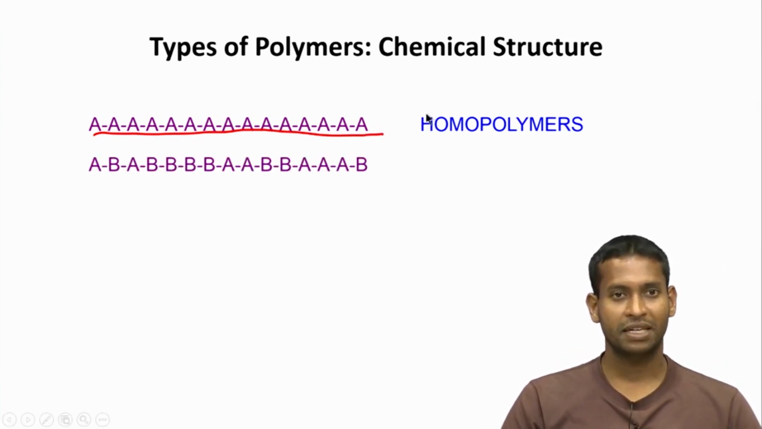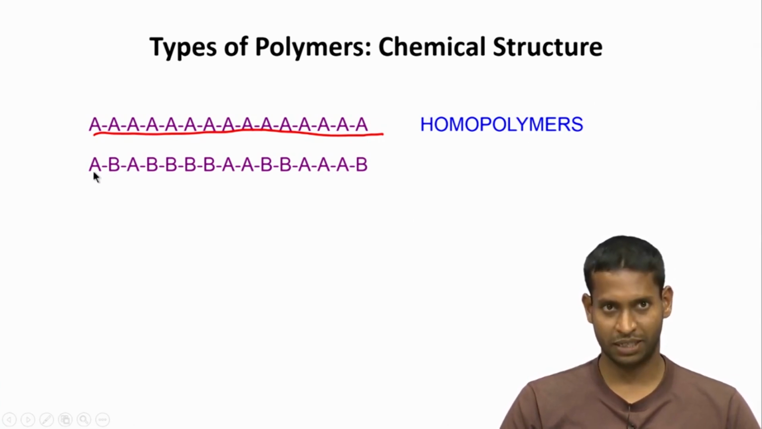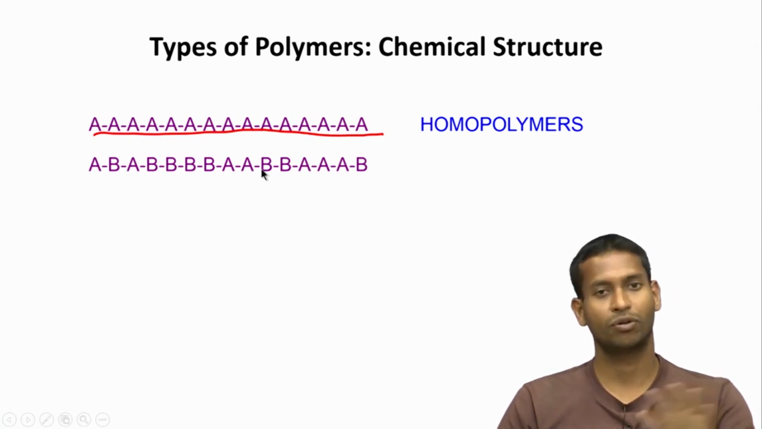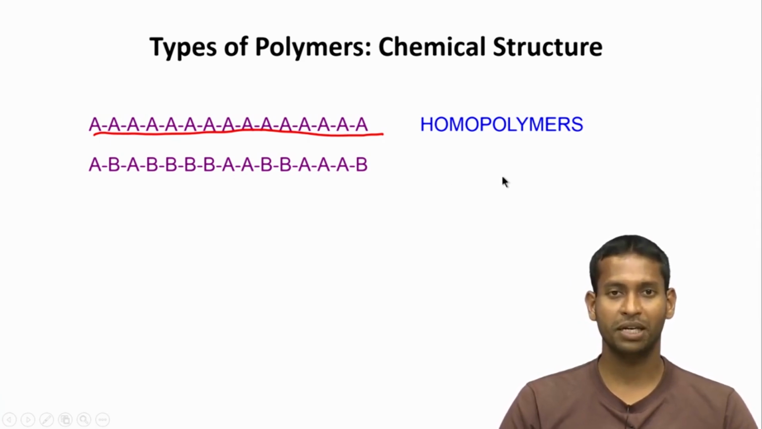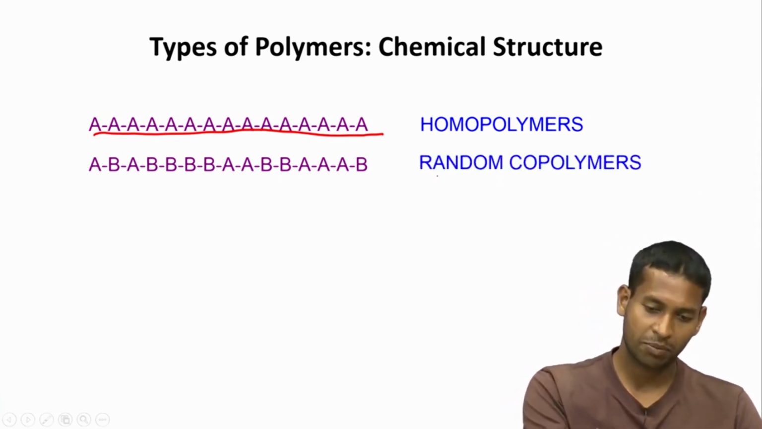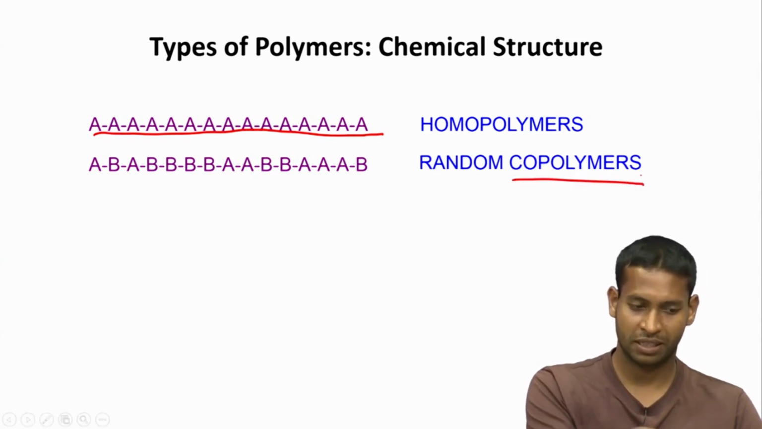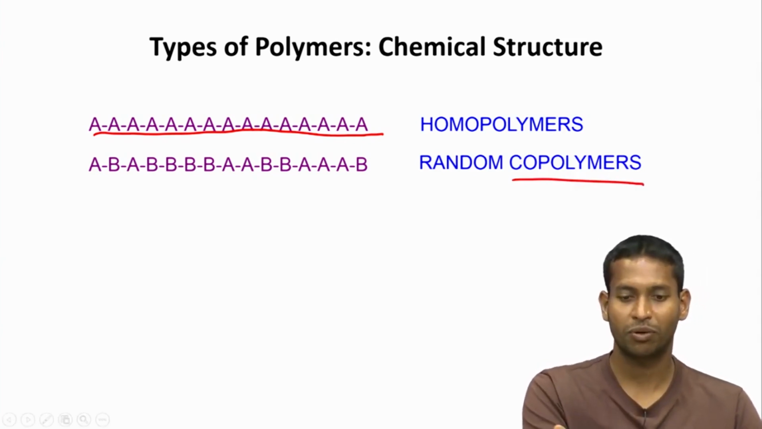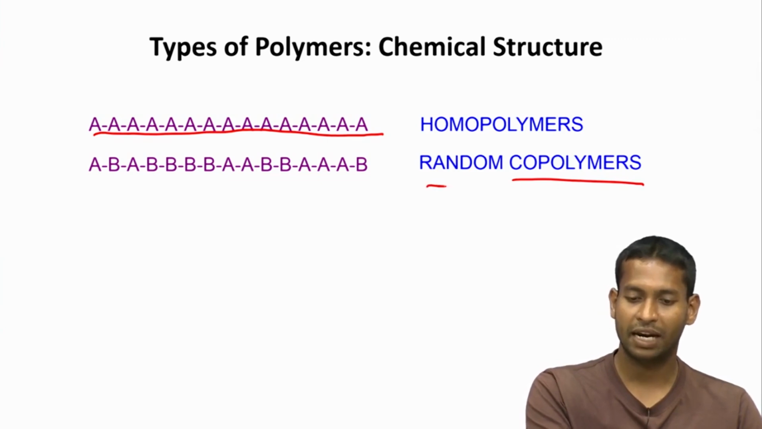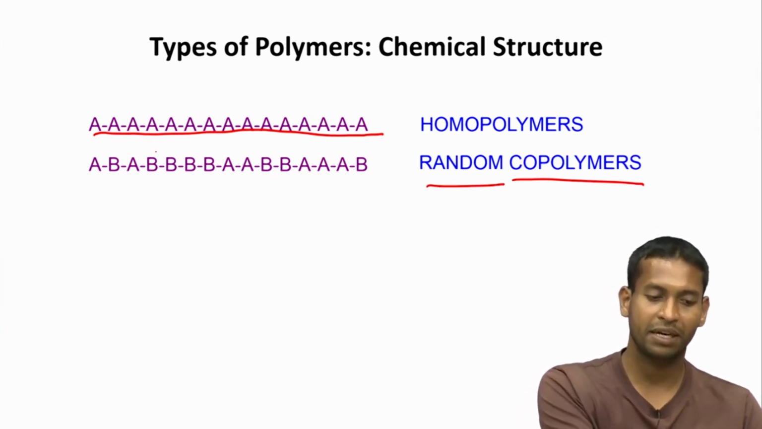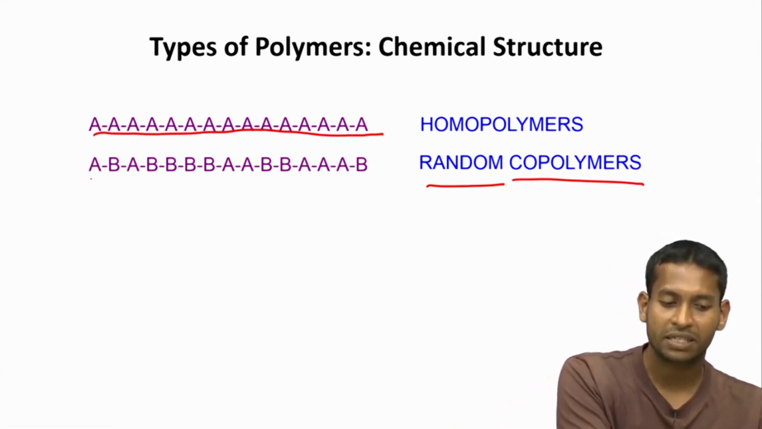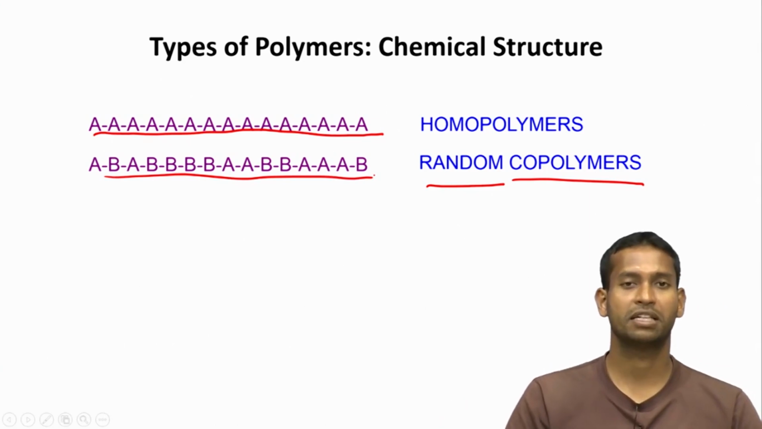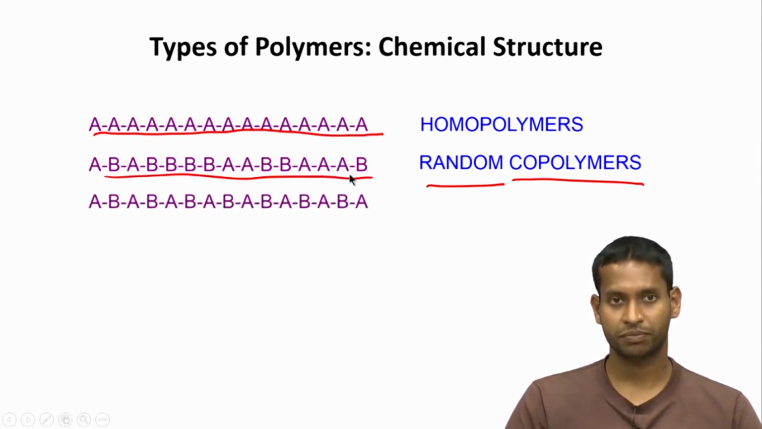You can have something like this in which you have two different monomers, a monomer A and a monomer B, which have been covalently cross linked to form a structure which is quite random in terms of the distribution of A and B. These are called random copolymers. These are copolymers because there is more than one monomer, and they are randomly distributed because it could be ABA or it could be AAB, and there is really no pattern to this distribution of A and B in this polymer. So, they are random copolymers.